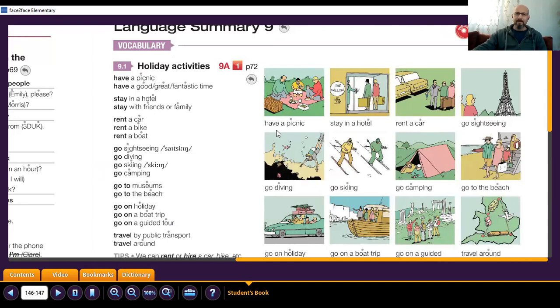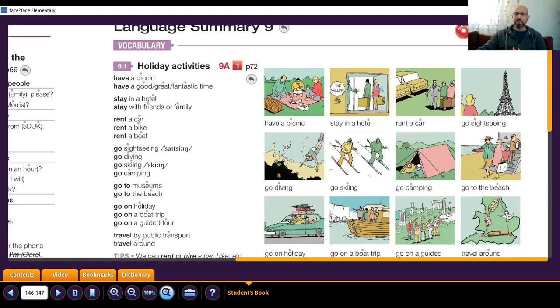Okay, so have a picnic is when you go out to a park with your family, maybe for breakfast, for lunch. Okay, it's for one day, half day. Stay in a hotel, rent a car. Rent a car is you pay every day for the car or every month. It's not your car. Go sightseeing.